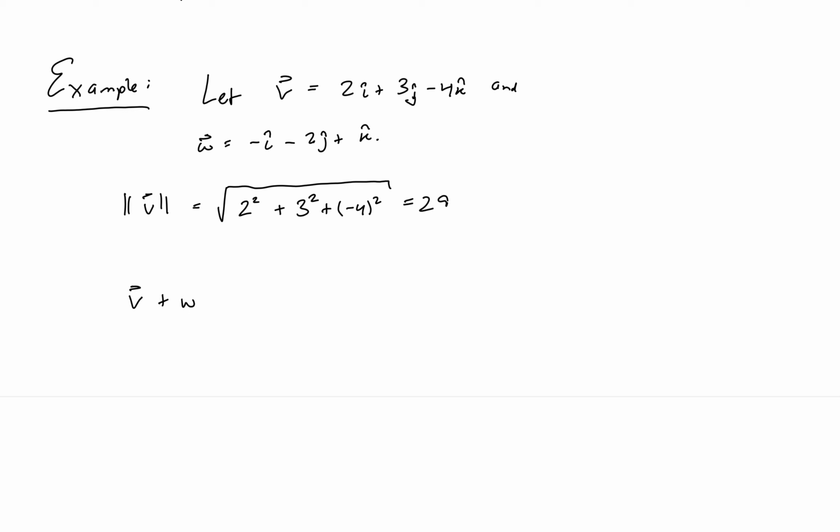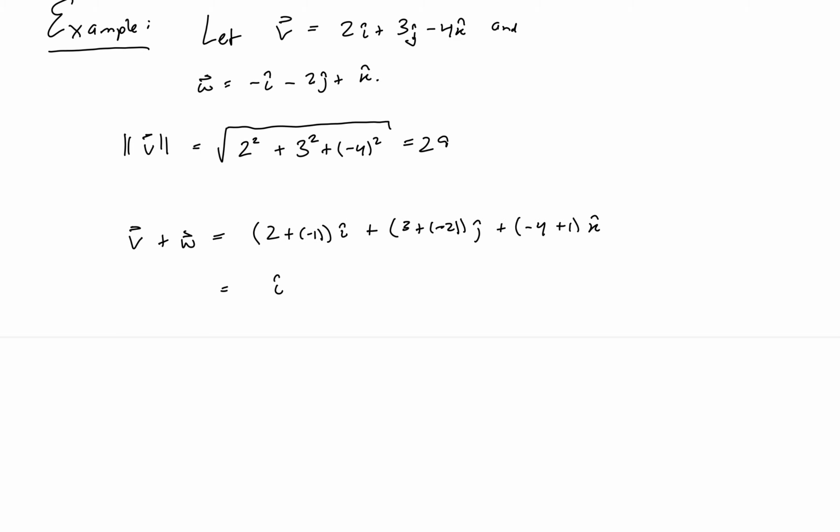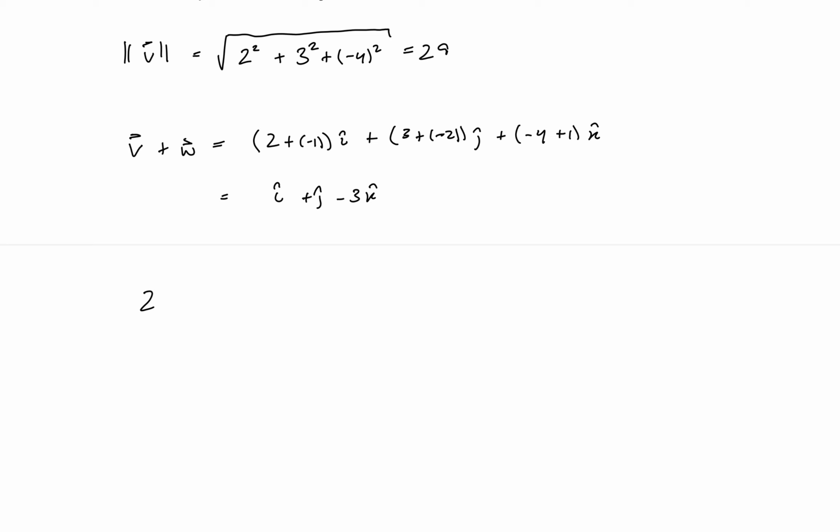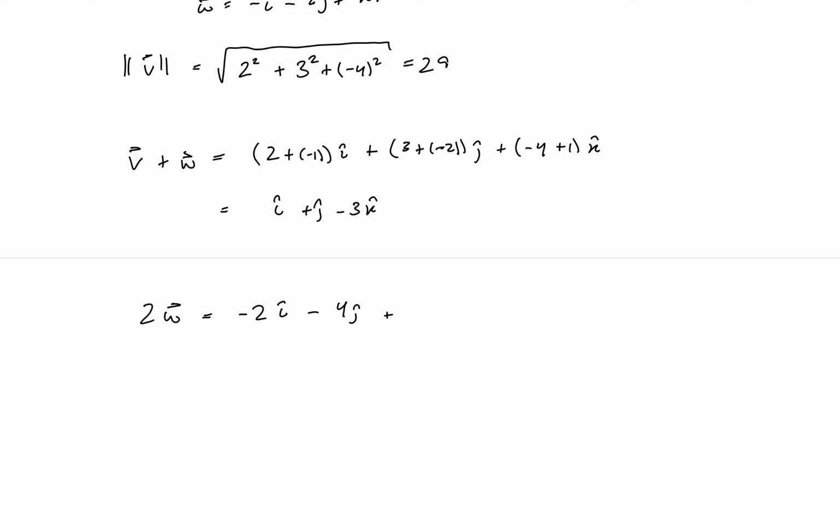We can add vectors just like before. So this is going to be 2 plus minus 1 i plus 3 plus minus 2 j plus minus 4 plus 1 k. And so I just get i plus j minus 3k. And of course we can scale vectors in 3 space as well. So this gives me minus 2i minus 4j and then plus 2k.